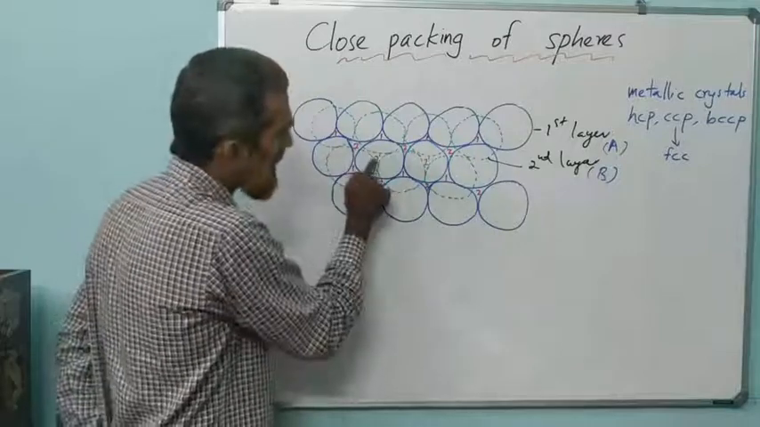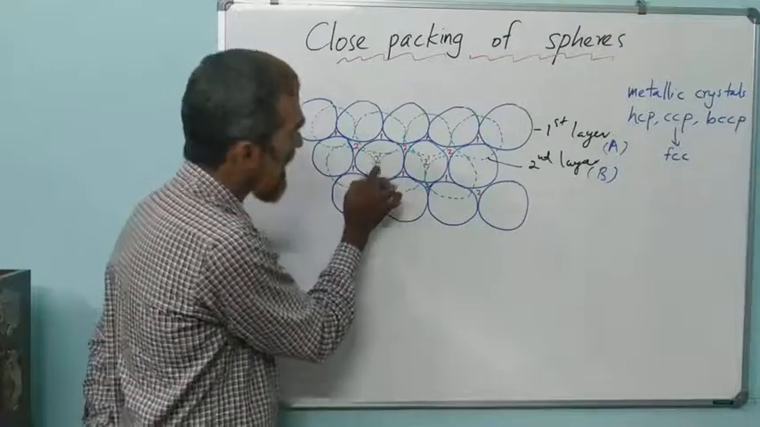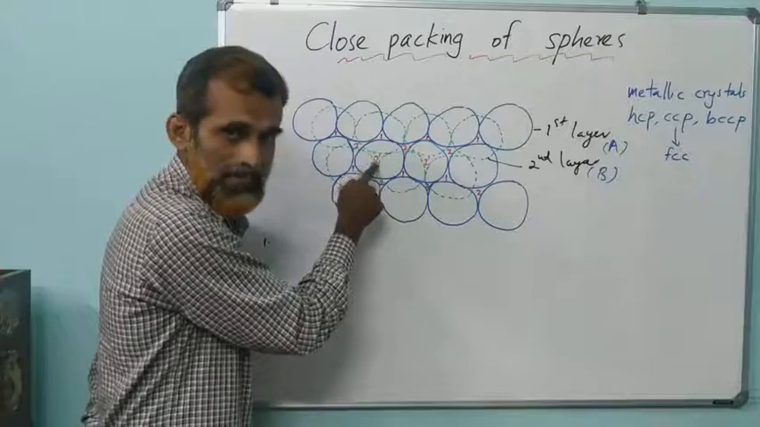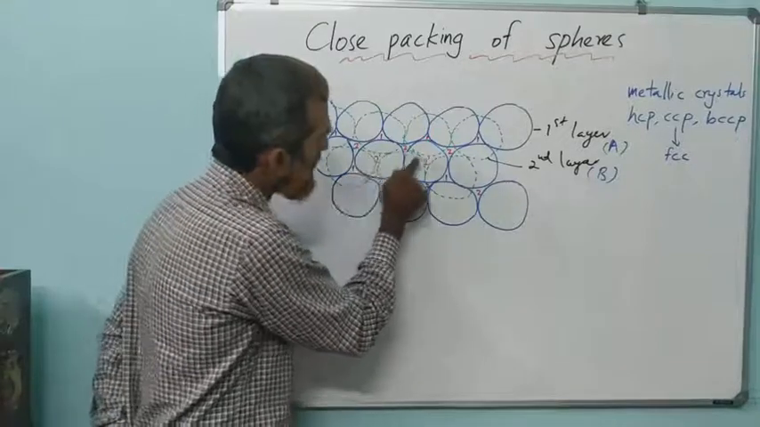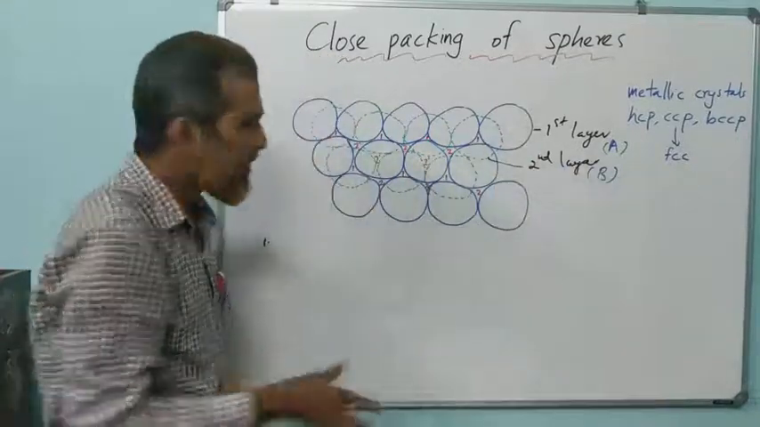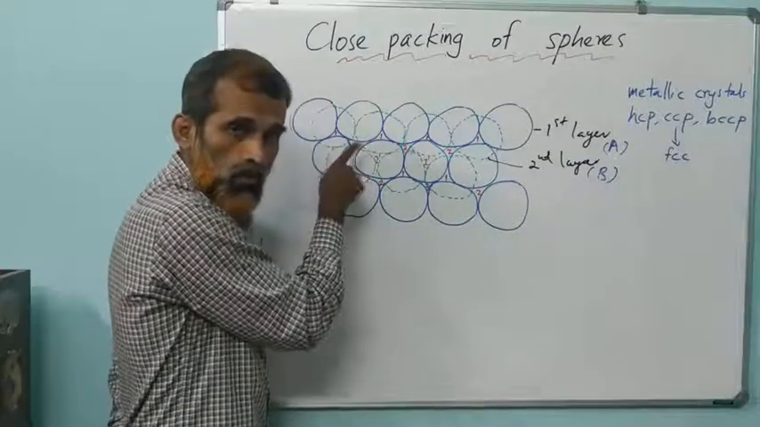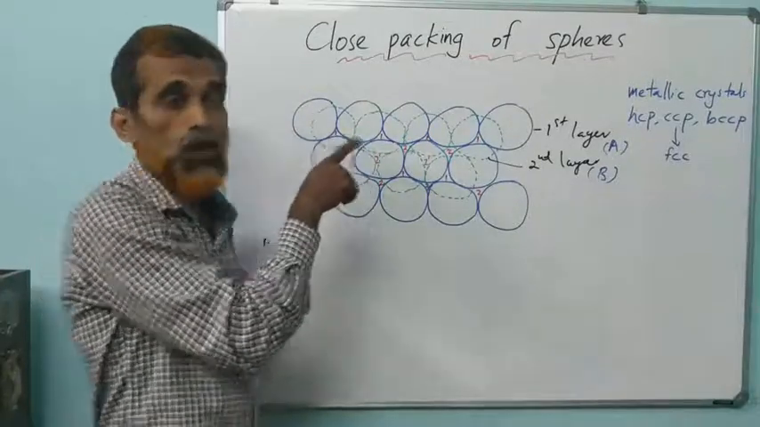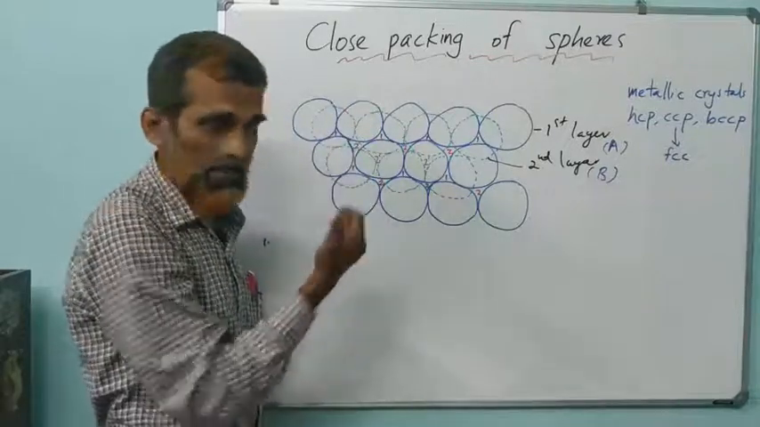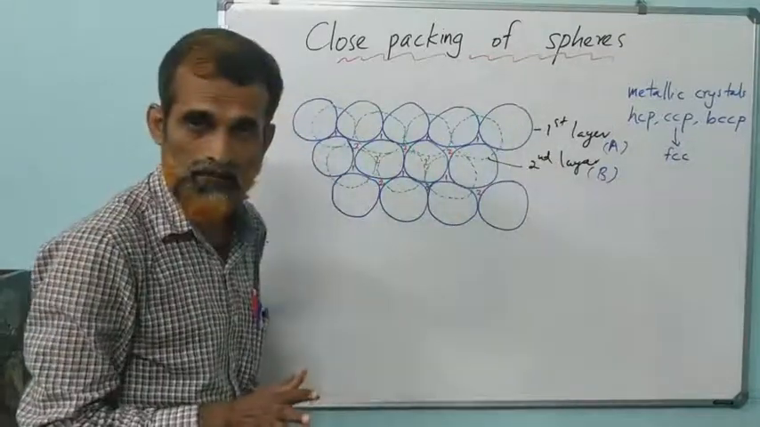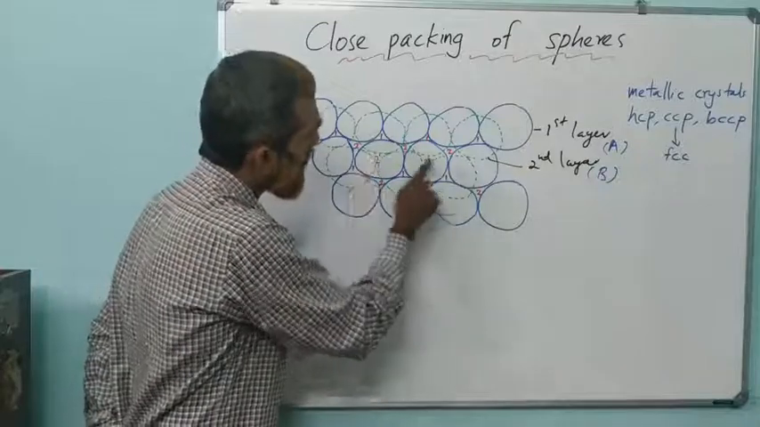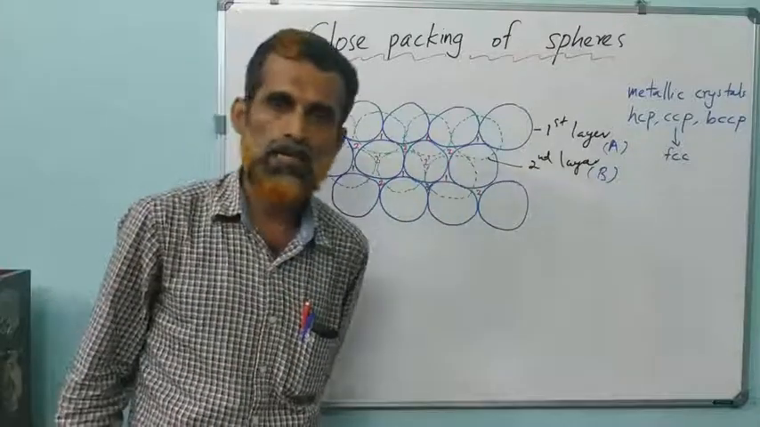And the second one is a new depression created, that I have marked as 2 dash. So this 2 dash, like that it goes. So depression number 2 remains unoccupied from the first layer, that is the one set of depression, and depression number 2 dash is the second set of depression.